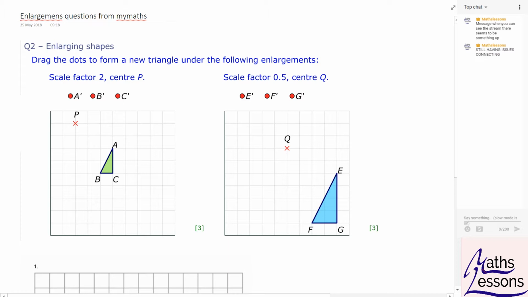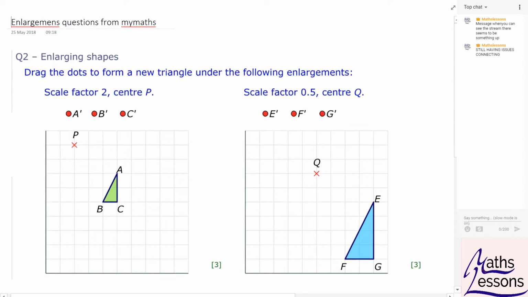It says drag the dots. This is taken from my maths, but you can't drag the dots. But what you can do is copy the shape and enlarge the shape yourselves. So here we go: drag the dots to form a new triangle under the enlargement, scale factor 2, center P. Have a go at doing a sketch of what that would look like. If you haven't got square paper in front of you to copy this, just draw a rough picture of how you'd go about doing it. And I'll give you about a minute to do that.